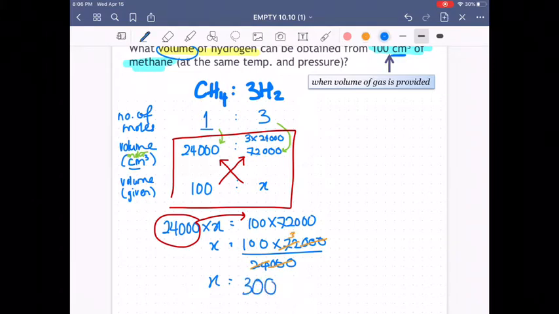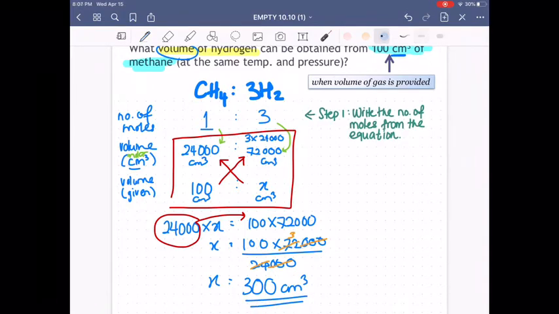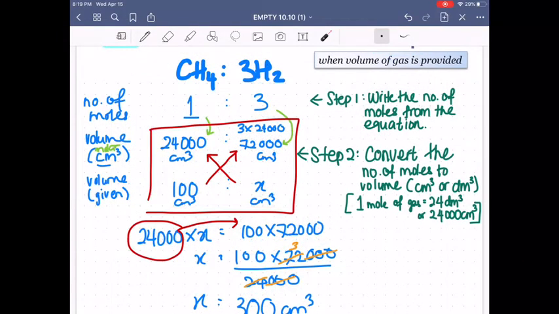What is the unit for this? If you notice here is cm³, cm³, cm³. So here should be cm³, so your answer should be centimeter cube. We conclude here. First step, write down the number of moles from the equation. After you write the ratio, you have to write the number of moles here, 1 to the ratio of 3. Next step, you need to convert the number of moles to volume. This is the second step.